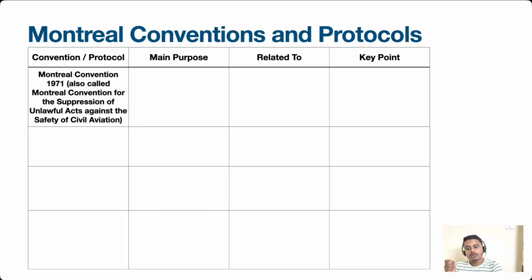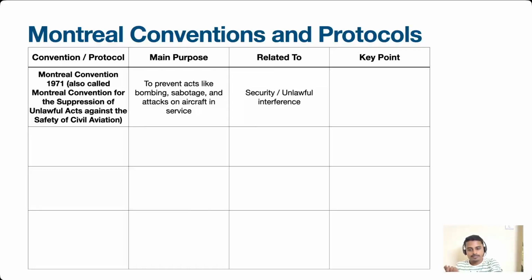Starting with the Montreal Convention of 1971, which is also called the Montreal Convention for the Suppression of Unlawful Acts against the Safety of Civil Aviation. Its main purpose was to prevent acts like bombing, sabotage, and attacks on aircraft in service, and it is related to security and unlawful interference, and focuses on punishing people who damage or endanger the aircraft. That was the Montreal Convention of 1971.